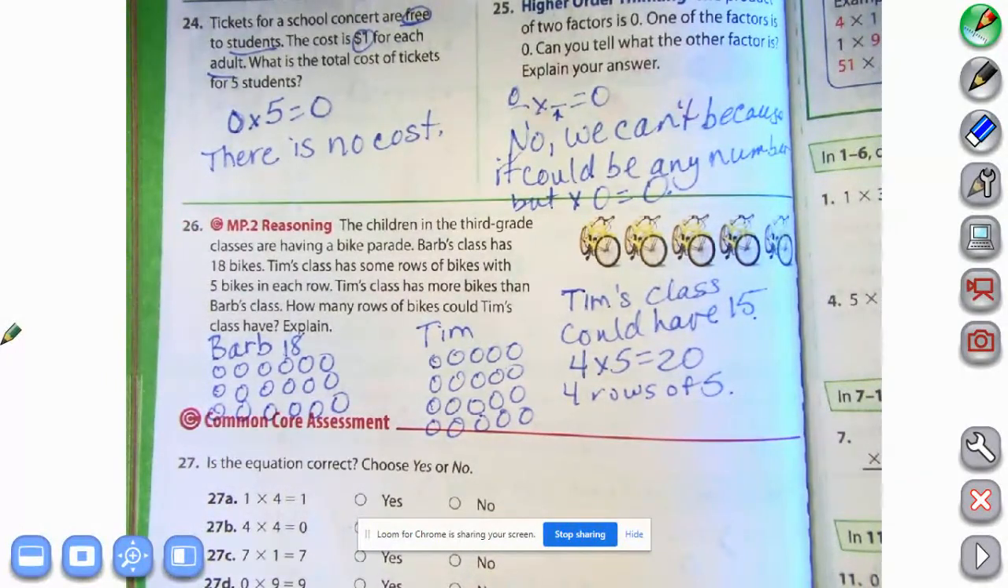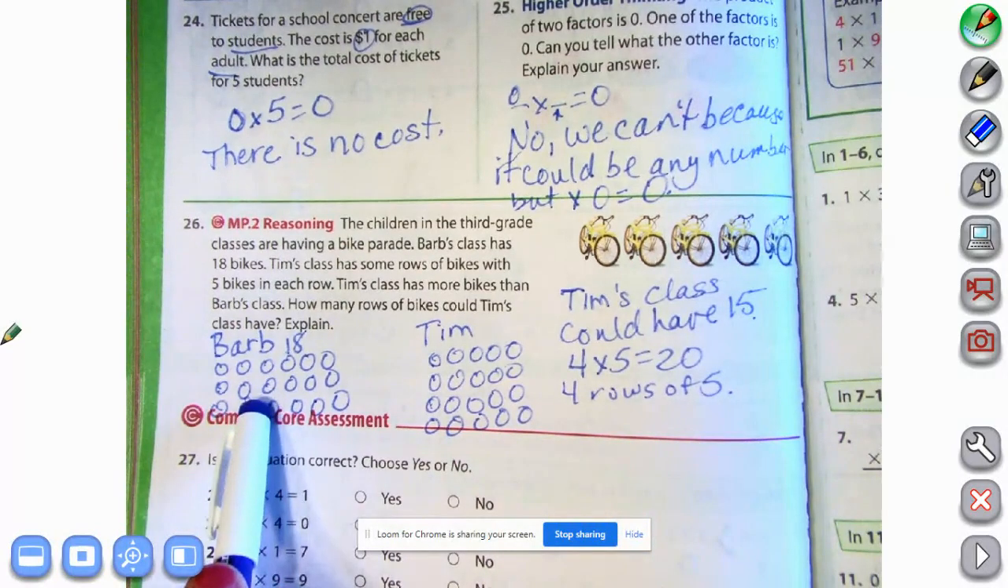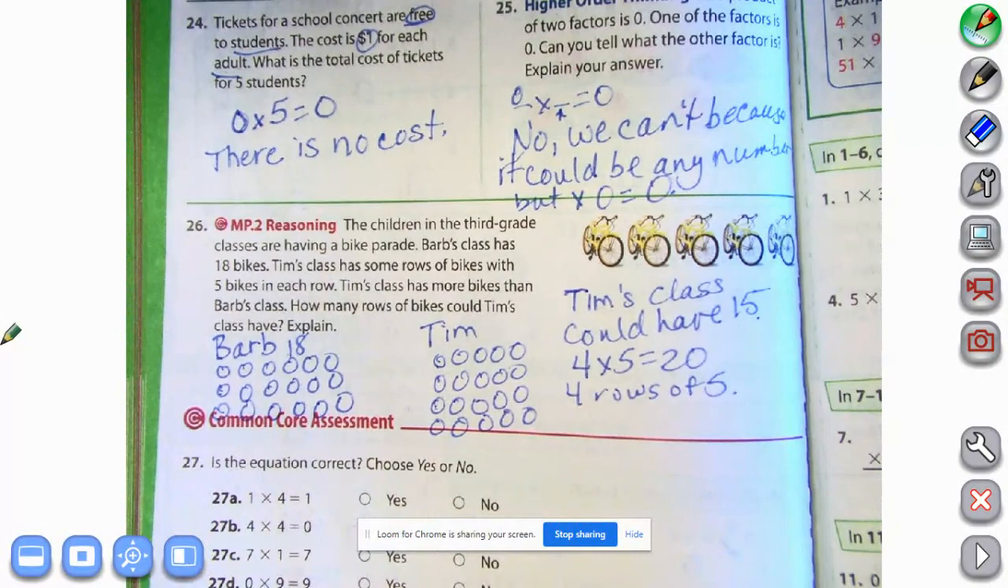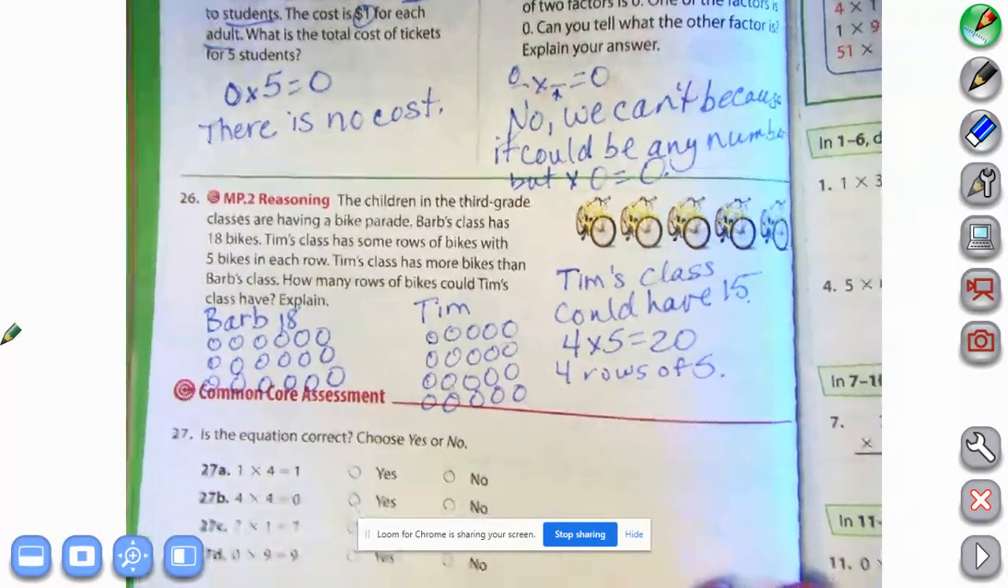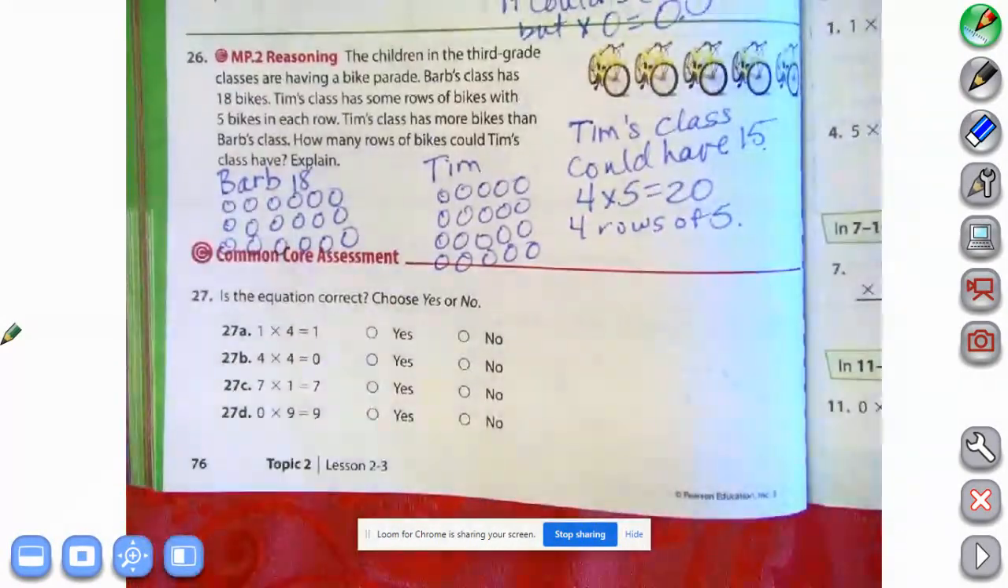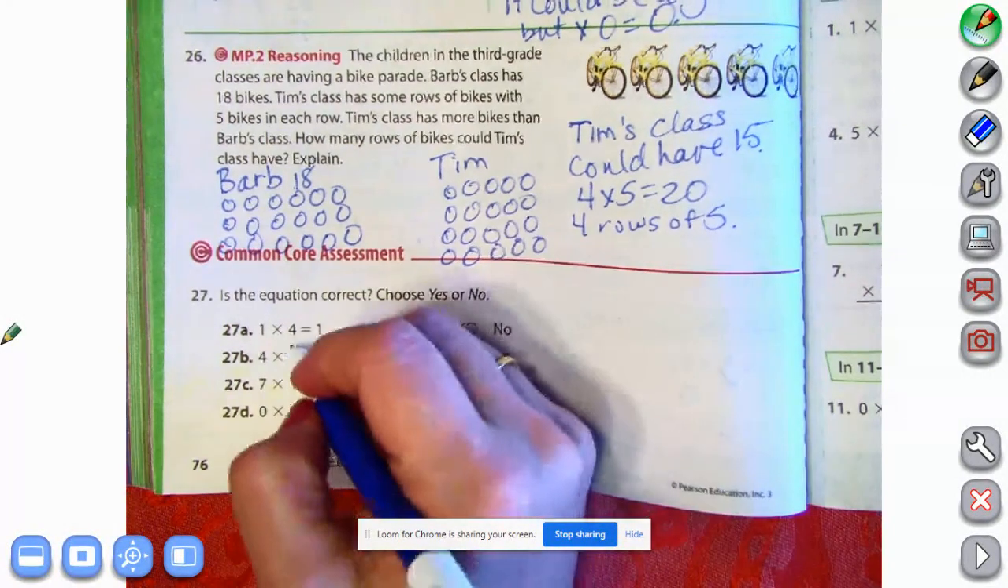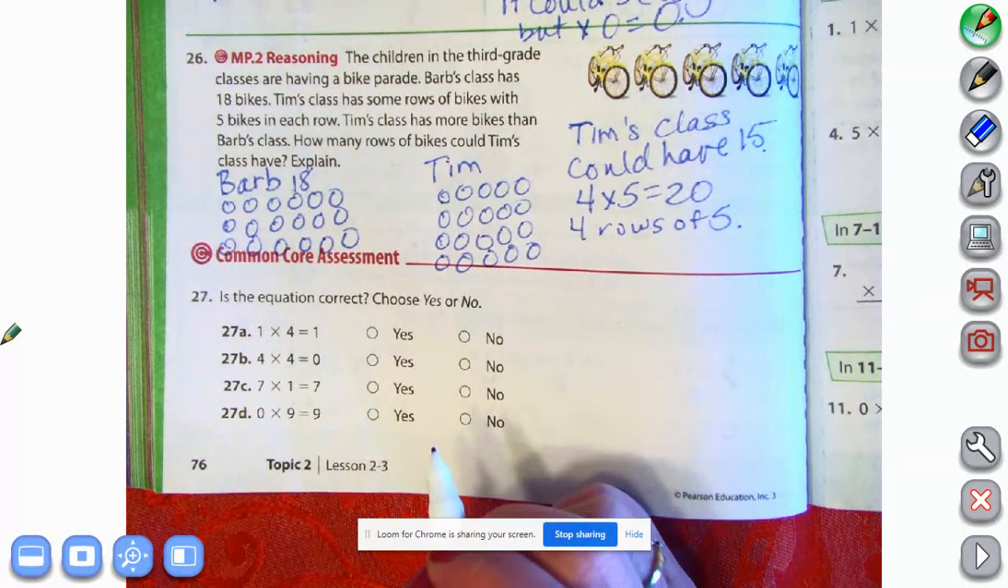Okay. So they could have had 15, but it says we had more than Barb, so we know we have to add more to that. And if his rows are all 5s, then we know we're going to have 4 times 5. All right, number 27. Is the equation correct? Choose yes or no. 1 times 4 equals 1. Nope.